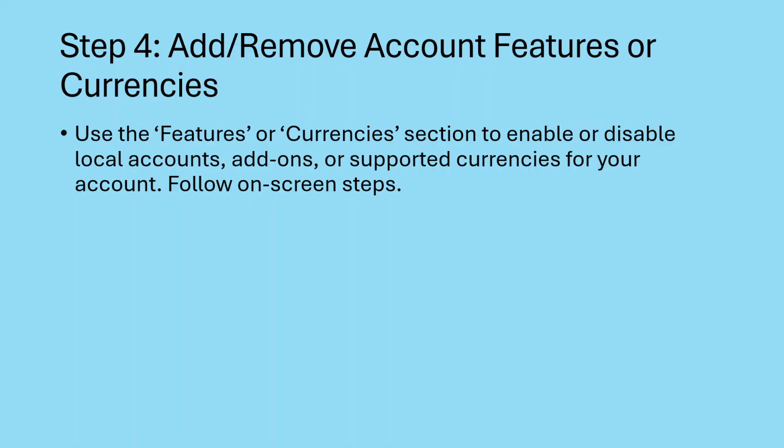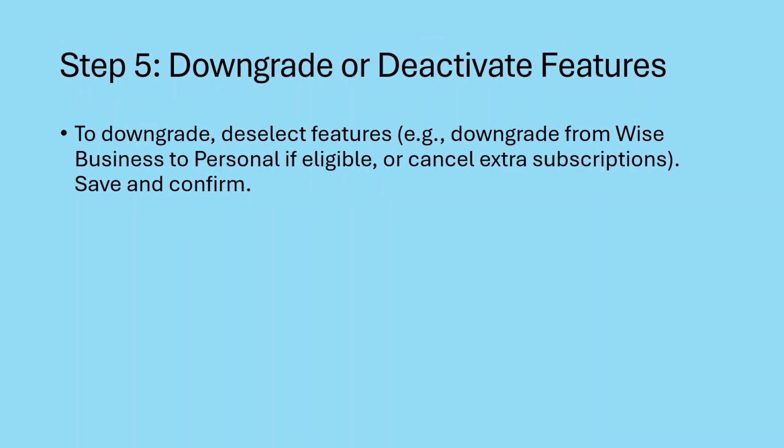Step 4. Add or remove account features or currencies. Use the Features or Currencies section to enable or disable local accounts, add-ons, or supported currencies for your account. Follow the on-screen steps.